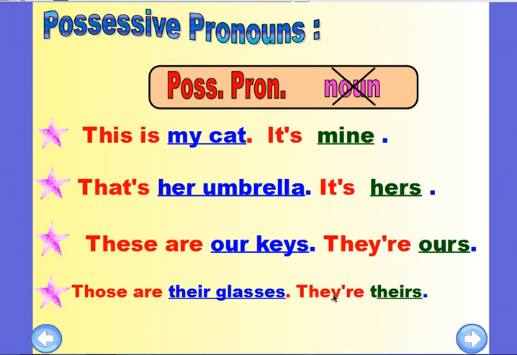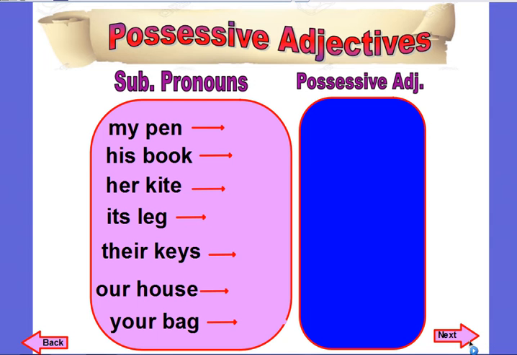From the previous examples, we learned the difference between possessive adjectives and possessive pronouns. Possessive adjectives should be followed by a noun, but possessive pronouns aren't followed by a noun.